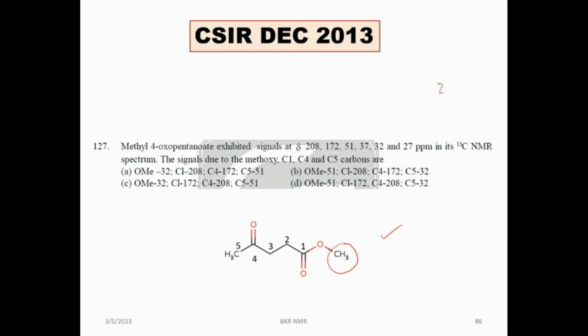Now tell me what is the right answer. Straight away, you can rule out two options. Which options? A and B. Why? Based on what? C4 carbon is ketone, very good, and it will be more than 200. Keto carbon will come around 200. So here for C4, they've given 172. Here also it is 172. So option A is wrong, option B is wrong.